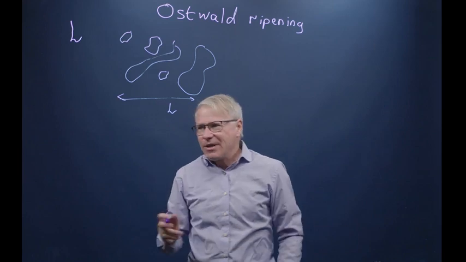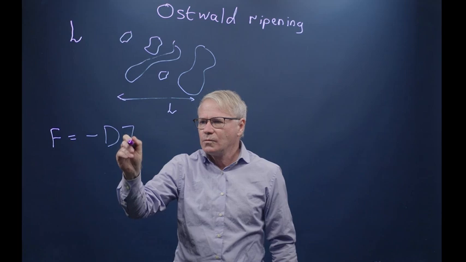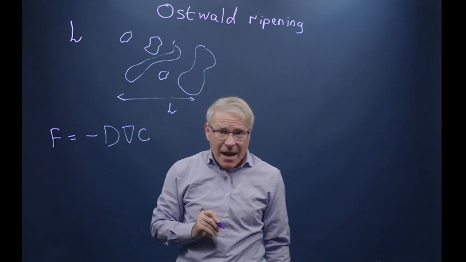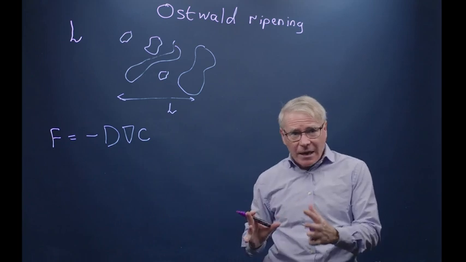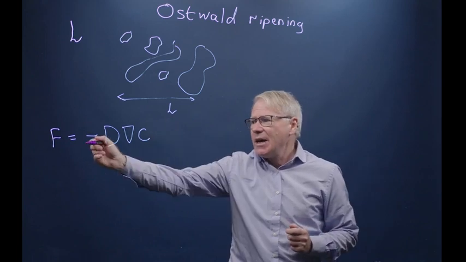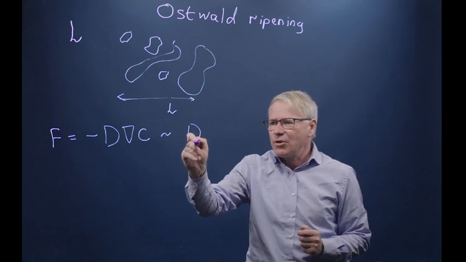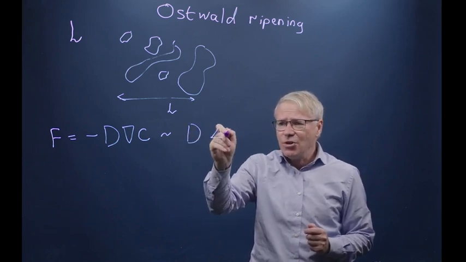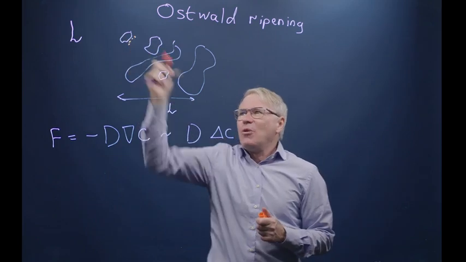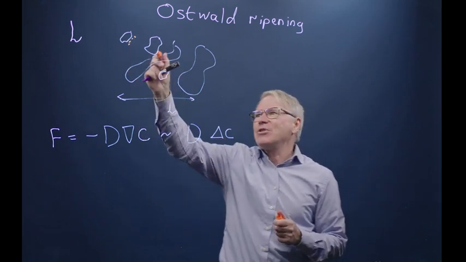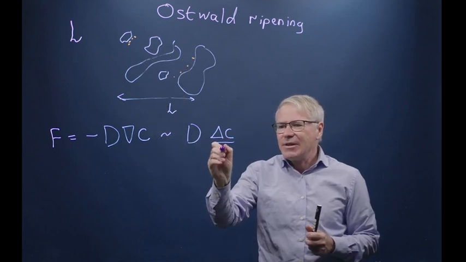So what's our diffusive flux? That's Fick's law again. And I'm just going to do an order of magnitude estimate. So at this point, I'm just going to do approximations, roughly speaking, rather than anything precise. So this flux will be of order a diffusion coefficient, a difference in concentration between a blob which has a small radius of curvature and one that has a larger radius of curvature, and the length scale is L.